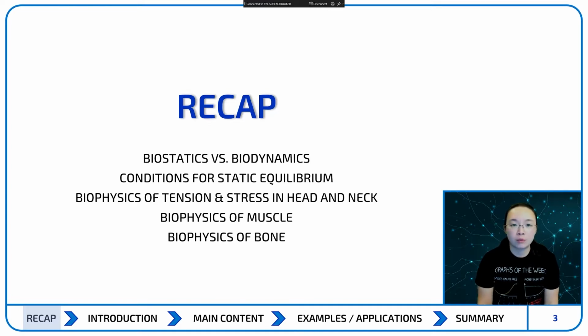We're going to go through a quick slide going through conditions for static equilibrium. Afterwards, we're going to take a look at the three examples we focused on last time, which is biophysics of tension and stress in your head and neck, which pretty much applies to tension and stress for all of your muscles on your body. Then we're going to take a look at the biophysics of muscle and the biophysics of bone. So for each of these topics related to muscle and bone, you do have to know some of the biology, and you do have to know how to solve problems.